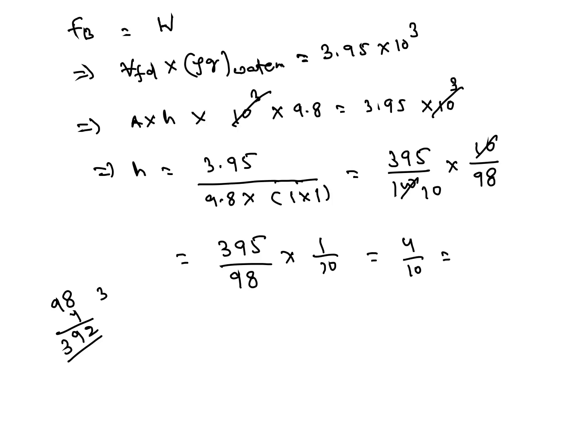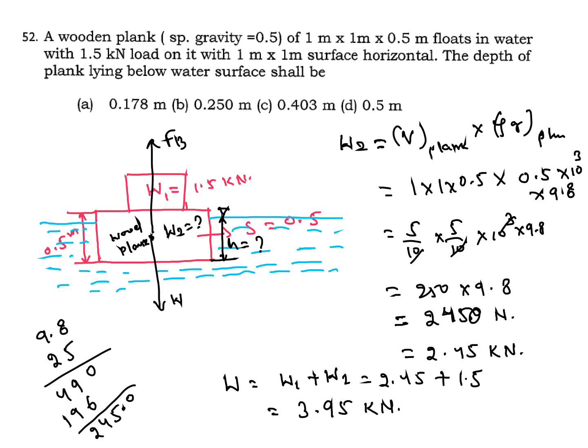So from the options, the depth of the plank lying below the water surface shall be 0.4. This C is our answer, 0.403 meter.